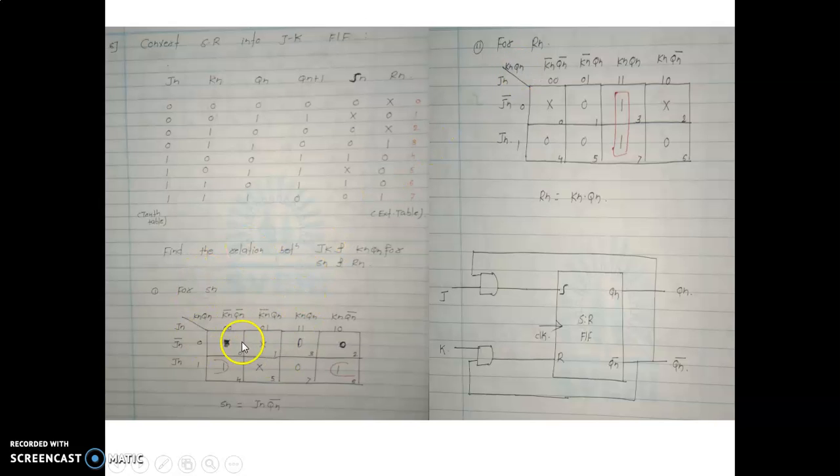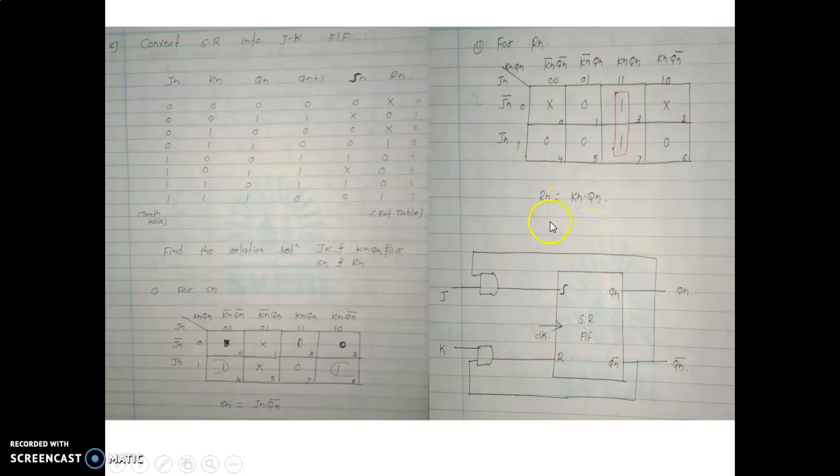After drawing the K-map for Sn and the K-map for Rn, we get the equation Sn equal to Jn into Qn bar. If we consider the 3 variable K-map we can form one pair, and depending on that pair we form the equation Sn equal to Jn into Qn bar. Similarly for Rn there is one possible pair, so depending on this pair we write the equation Rn equal to Kn into Qn.